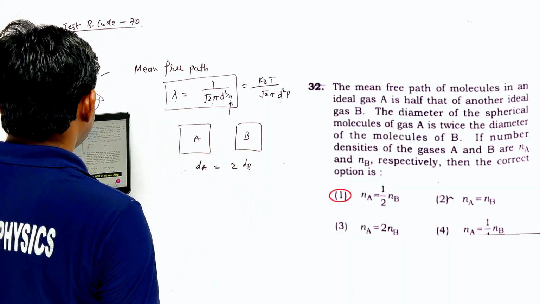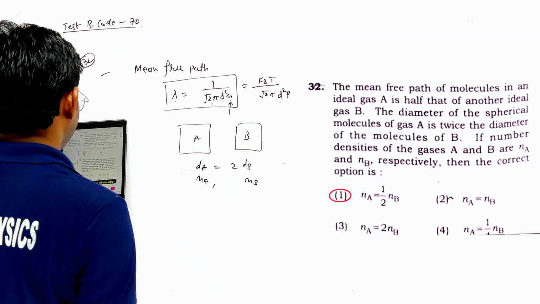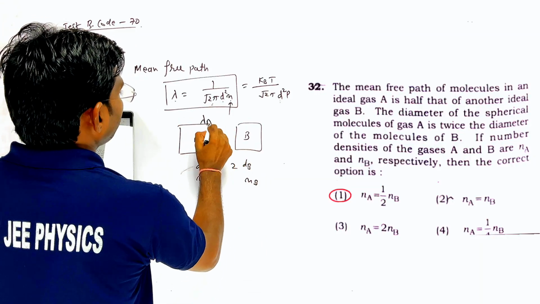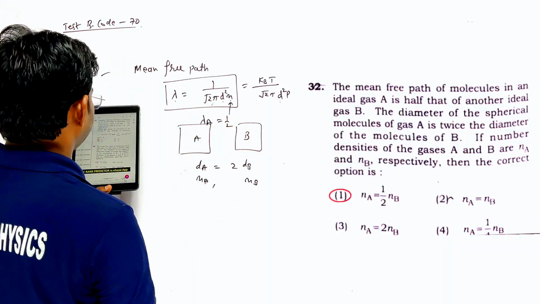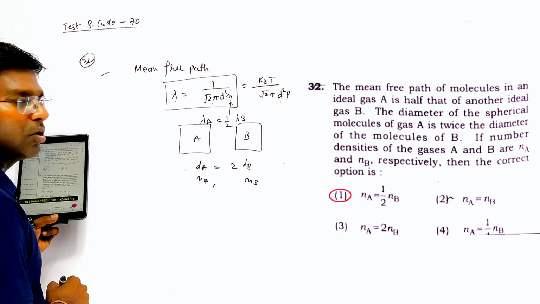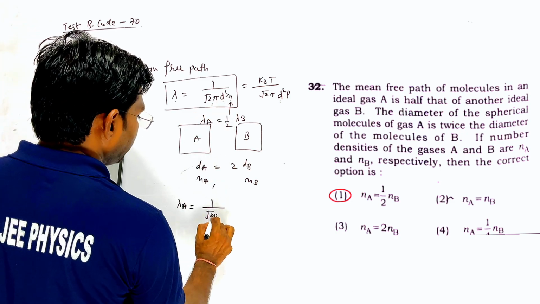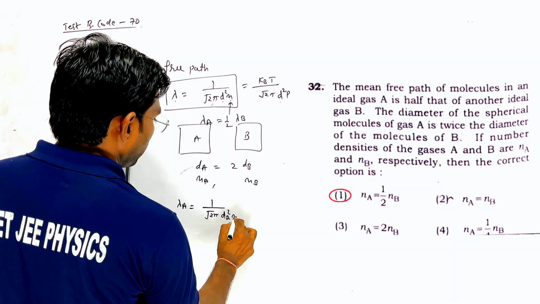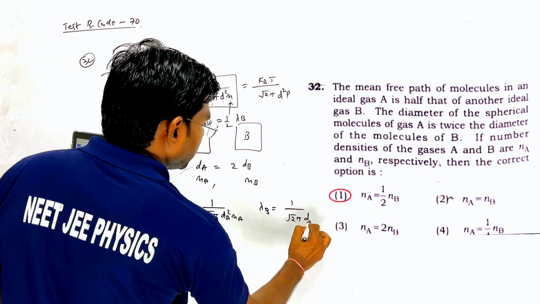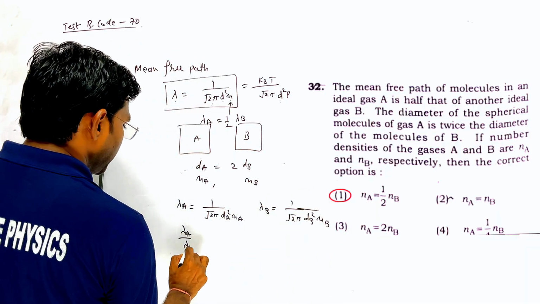If the number densities are Na and Nb, then the correct relation you have to find, if the mean free path of A is half the mean free path of B. Is it clear or not? So lambda A is equal to 1 upon root 2 pi dA square into Na. Lambda B is equal to 1 upon root 2 pi dB square into Nb. So what is lambda A upon lambda B?